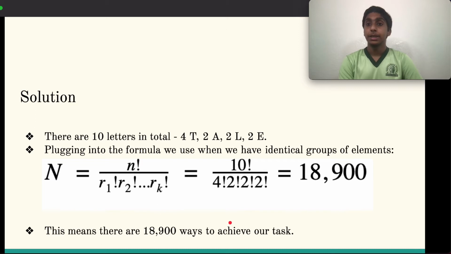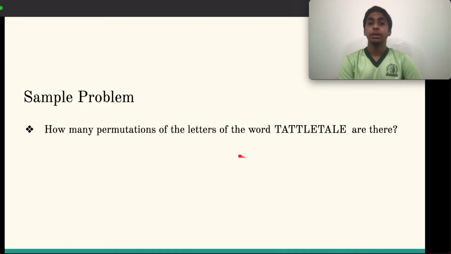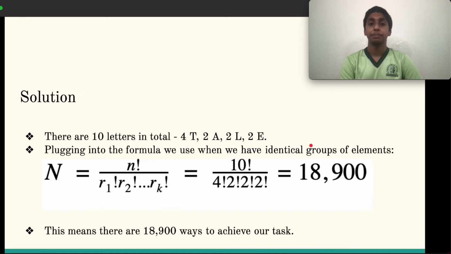And so that is the basis of what we've done. And we've basically solved this using our formula. And the main distinction you really need to make here was you need to realize that there were identical elements. So you had to use that formula.